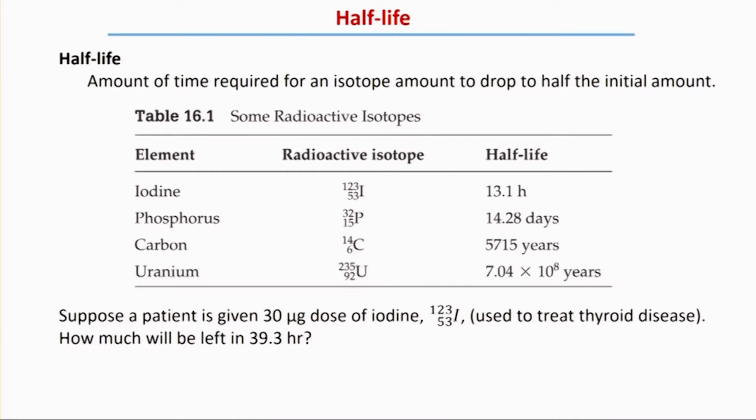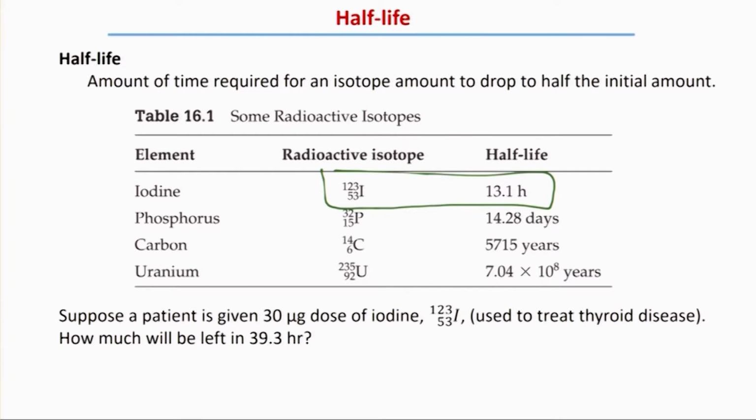So we're going to look at an example just to make sure we understand this idea about half-life. Suppose a patient is given 30 micrograms of iodine-123 specifically, and this is used to treat thyroid disease. How much of the iodine will be left in 39.3 hours? So I want you to think, we have up here that this isotope has a half-life of 13.1 hours. And we're asked, how about after 39.3 hours?